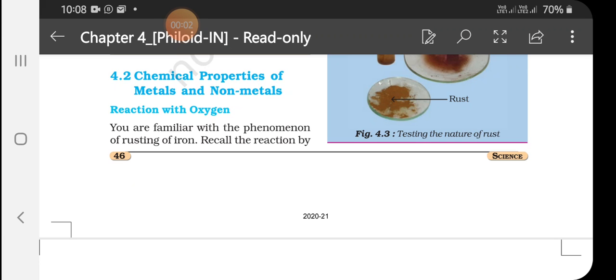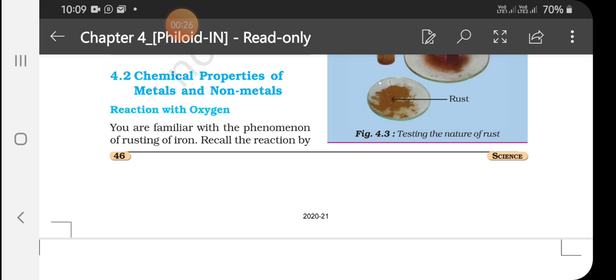Good morning, students. Today we are going to discuss the chemical properties of metals and non-metals. In the last video, we saw the physical properties, and in this video, we are going to see the chemical properties of metals and non-metals. First of all, the first property is reaction with oxygen.